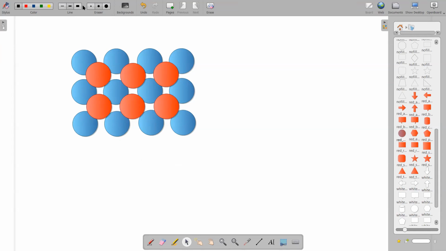And can you see that? Where are the voids of the second layer? These are the voids of the second layer, right? This is the void of the second layer. Can all of you see that this is the void? The second layer is being made by these atoms, right? And here is the void, right?